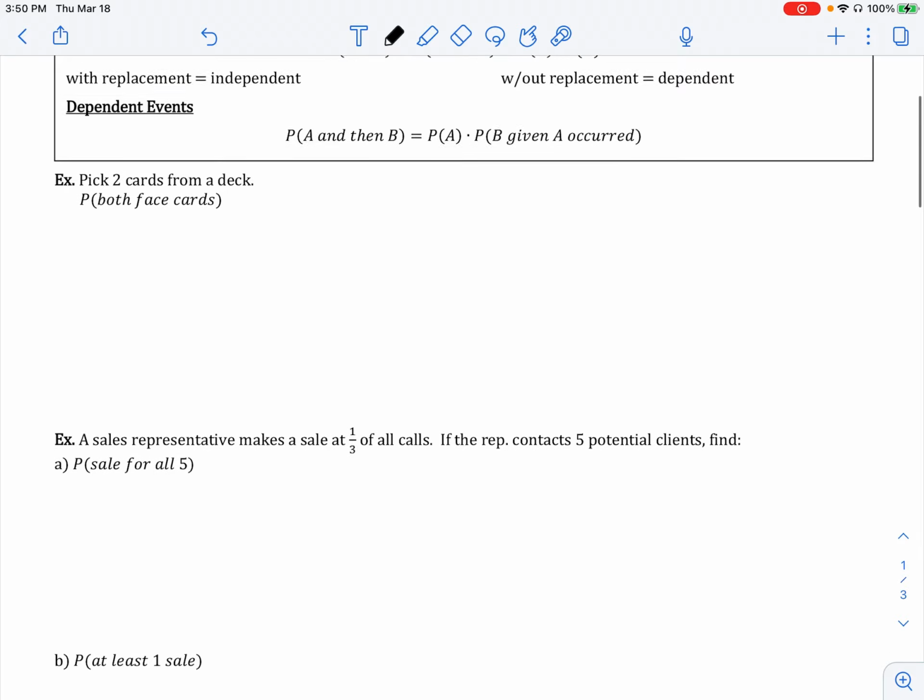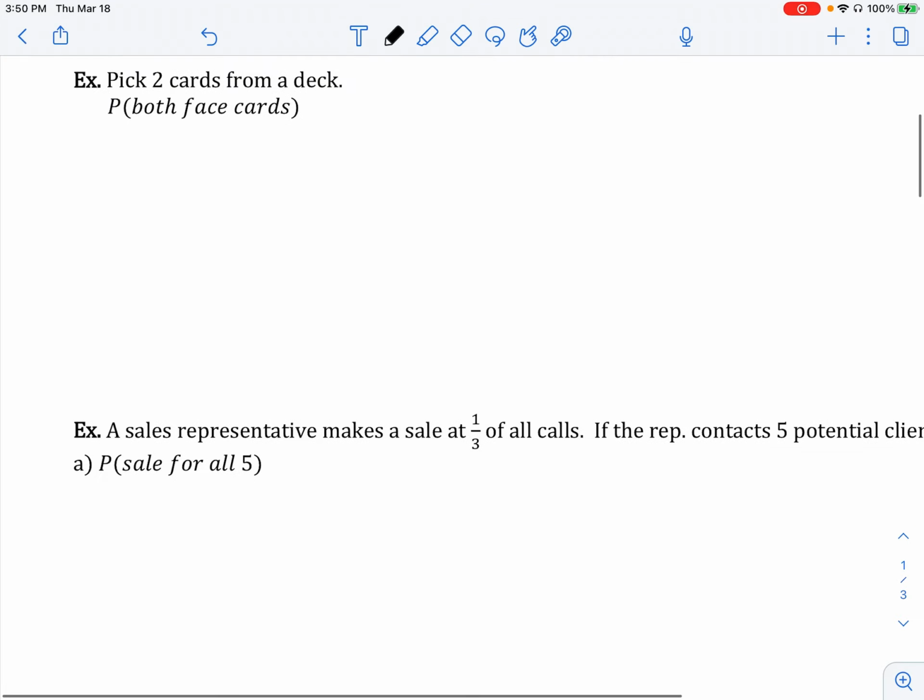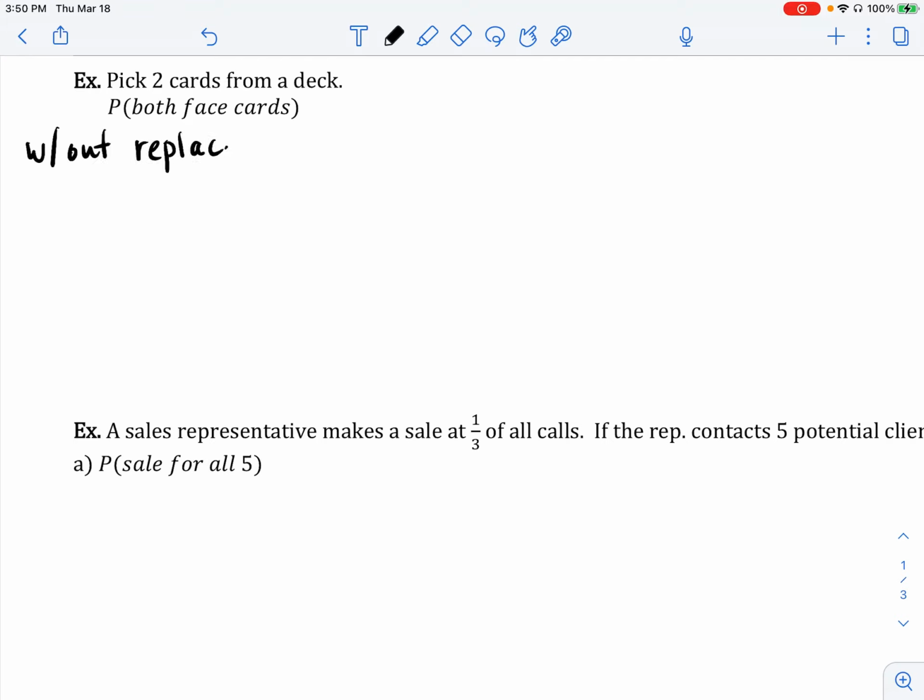So first off, let's try this first problem here where we're drawing two cards from the deck. What is the probability that both of the cards you draw are face cards? So let's talk about what happens without replacement first. Without replacement, meaning we don't put the card back, we draw one card, we keep it in our hand, and then we draw the next card. So what is the probability that you'll draw a face card just by itself? That would be 12 out of 52 because there are 12 face cards.